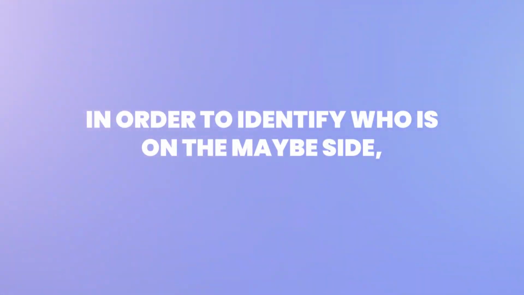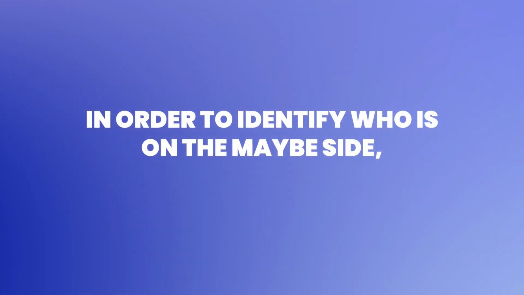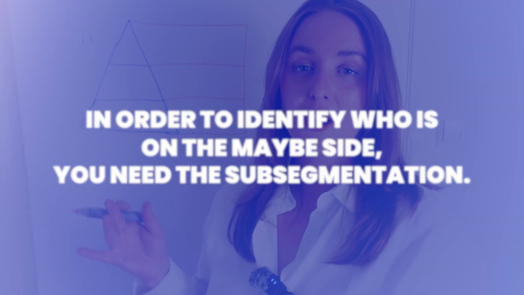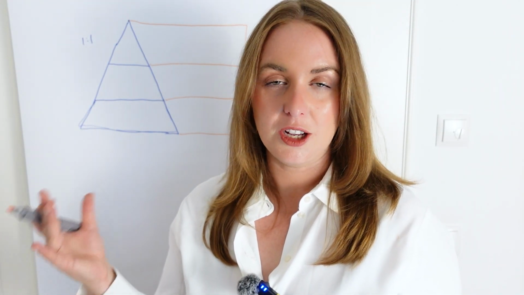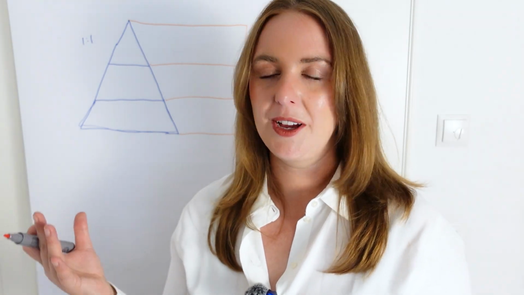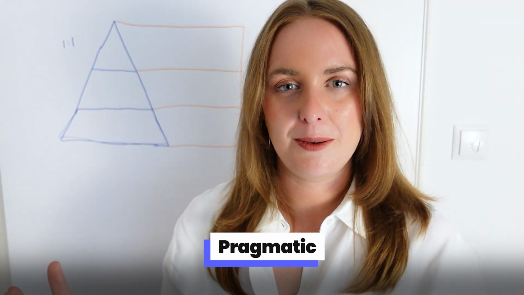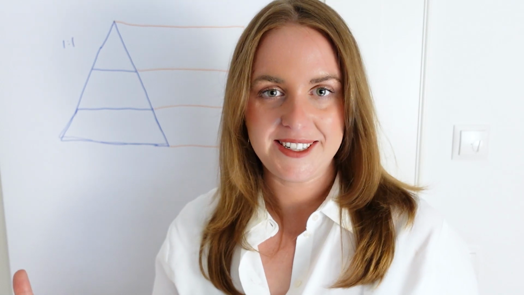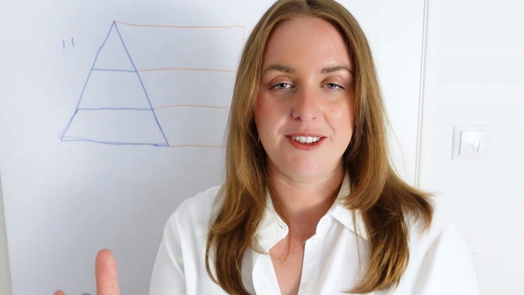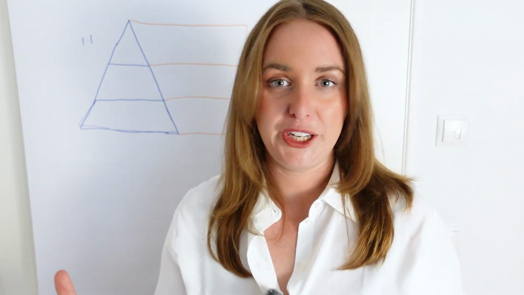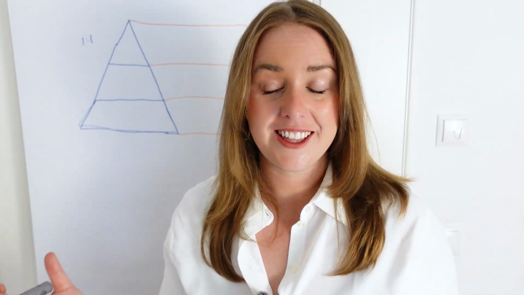So in order to identify who is on the maybe side, you need the subsegmentation. For instance, you could say that you need the hospital or the clinic to be pragmatic, because only someone who is pragmatic can implement new software easily. And particularly if you have a startup, and it takes 1 year or 2 years to negotiate a contract, then you might be out of business. So it needs to be a process that is fast.